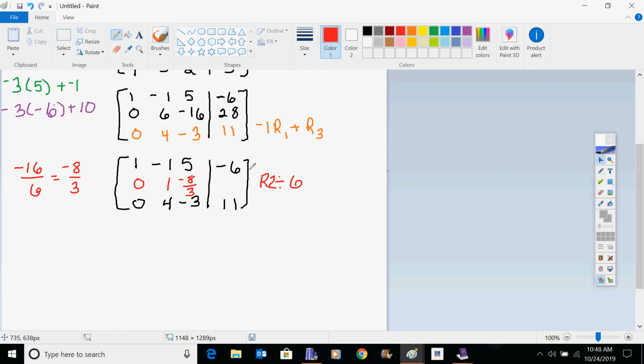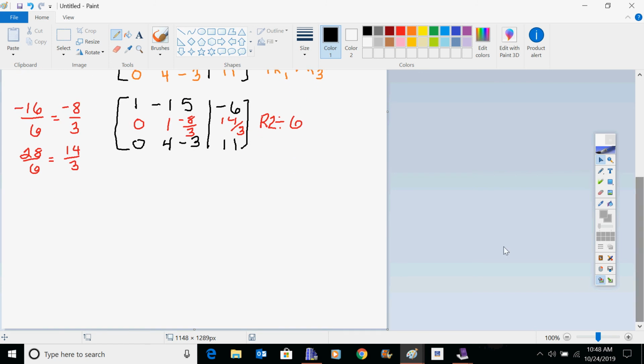And then 28 divided by 6, when we reduce that, is 14 over 3. Yep. All right. I know that this is a long road, guys, but stay with me. And if we run out of time, we run out of time. I think we're going to be okay.